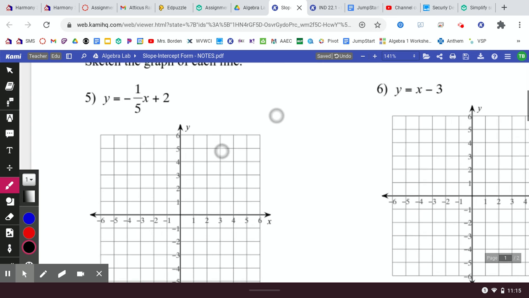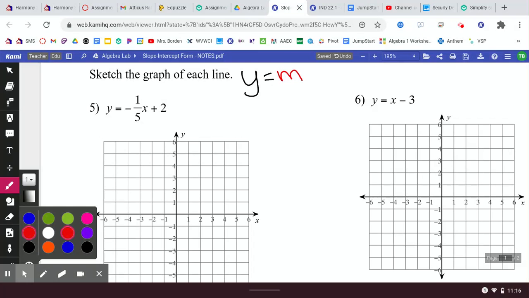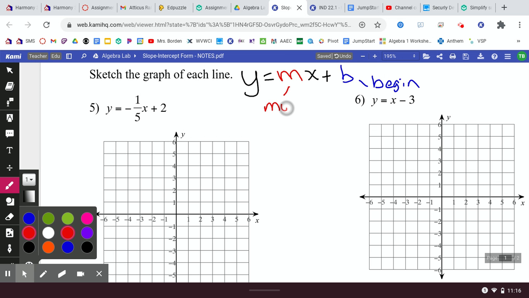So now we're going to get into graphing. All right, so let me rewrite my y equals mx plus b. And we already know the m is the slope and the b is the y-intercept. So just a little memory trick. If you think B is for begin, that's where you begin to graph. So I want you to write this down in your notes. B is for begin, and M is for move. Okay, so everybody got that down in your notes?